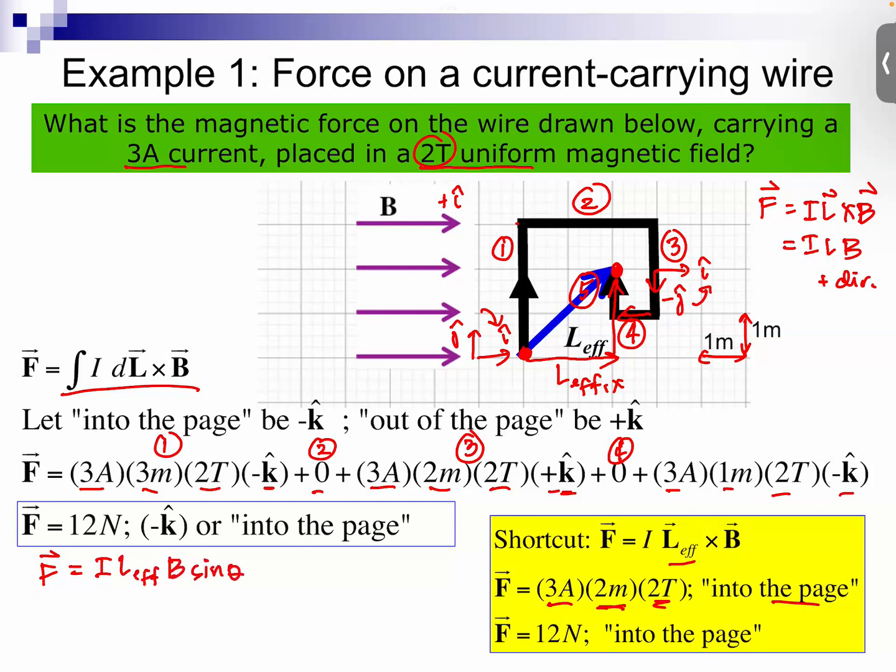In which case you don't have to decompose the effective length into x and y components. You can just straight away substitute values. The current is 3 amps. The effective length is this diagonal one, so it's the square root of 2 squared plus 2 squared. And then the magnetic field, 2 Tesla, times sine 45 degrees. You'll find it will still give you 12 newtons.